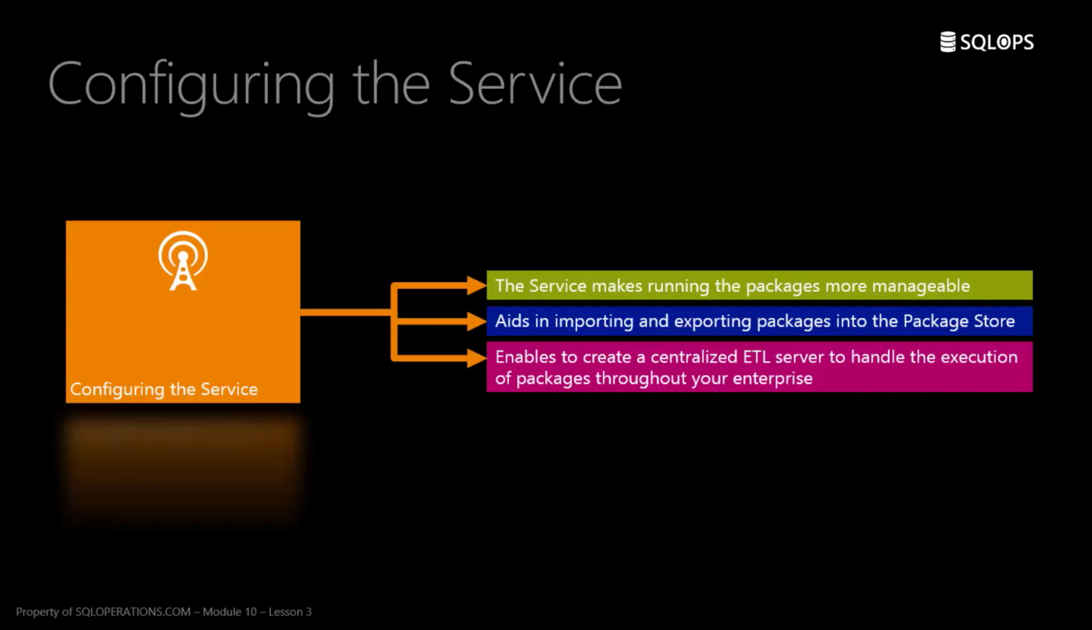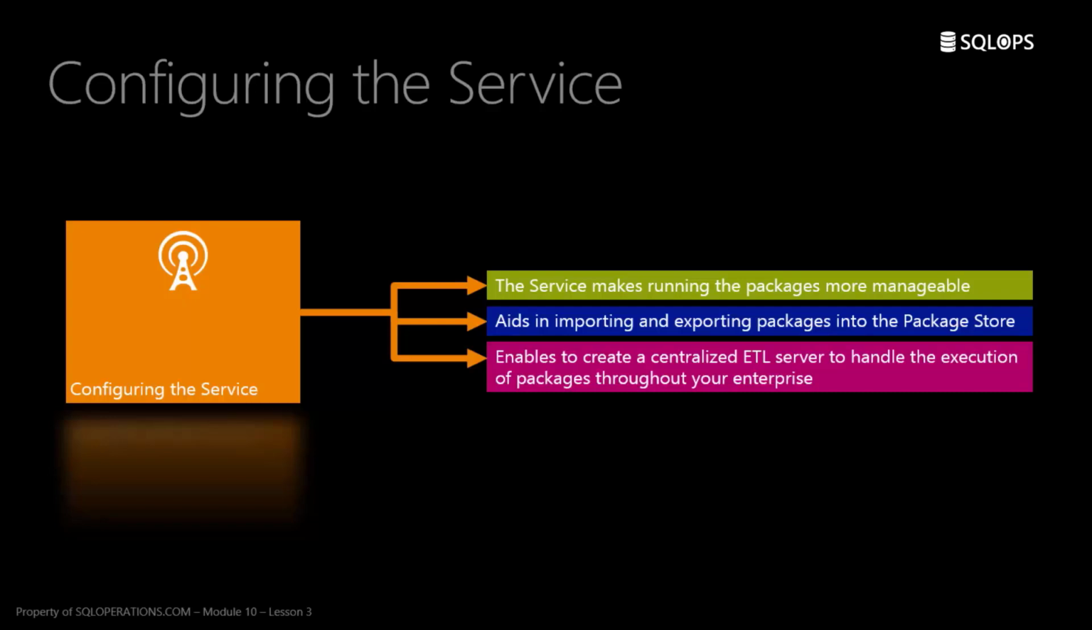For example, if you have the service to run the package, it tracks that the package is executing, and people with proper permissions can interrogate the service and find out which packages are running. Those people in the Windows administration group can stop all the running packages. Otherwise, you can stop only the packages that you have started. The service can also aid in importing and exporting packages into the package store. It can also enable you to create a centralized ETL server to handle the execution of your packages throughout your enterprise. The service is configured through an XML file.